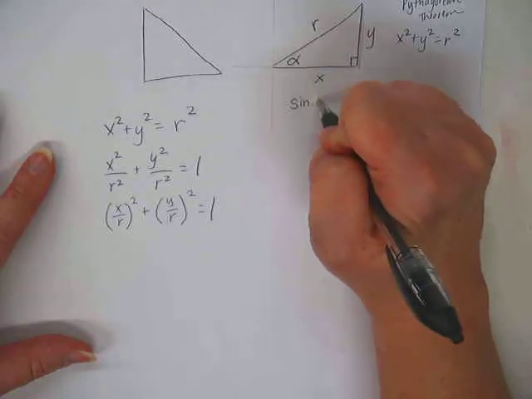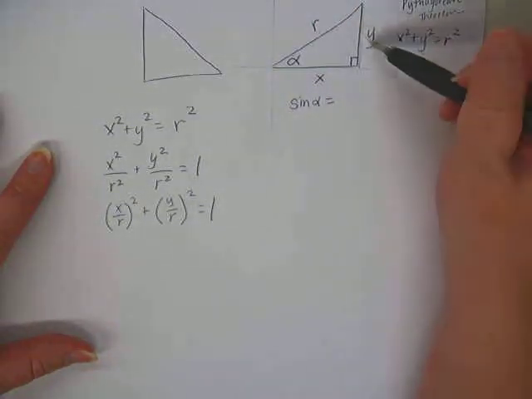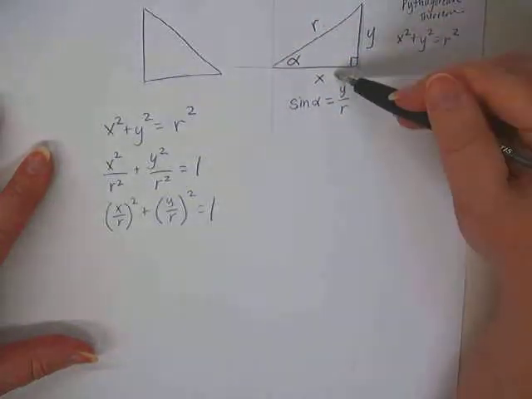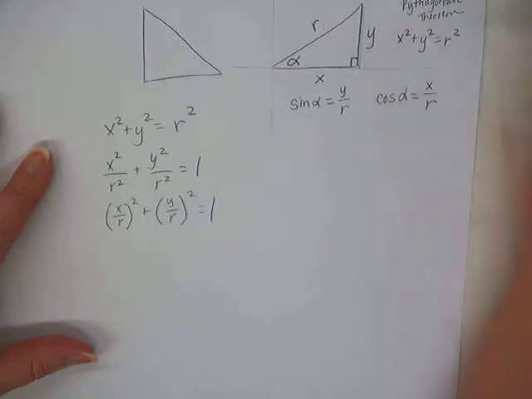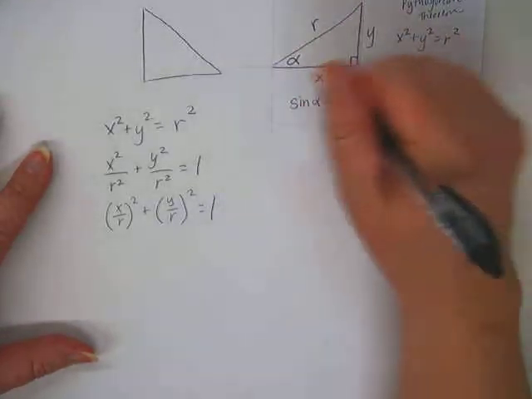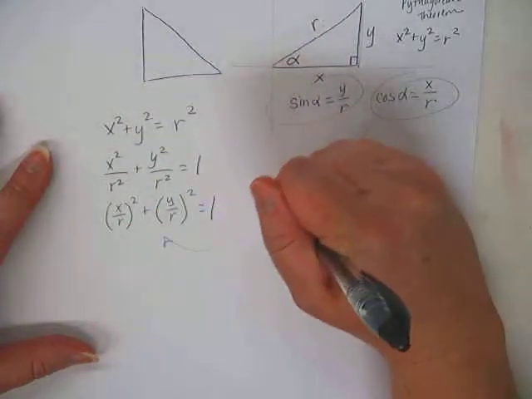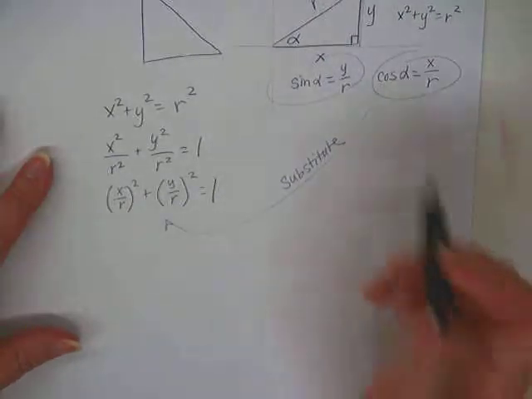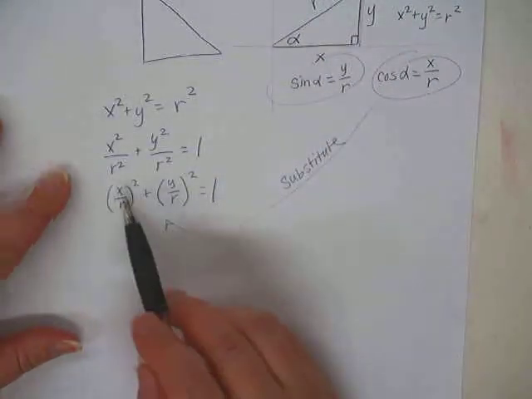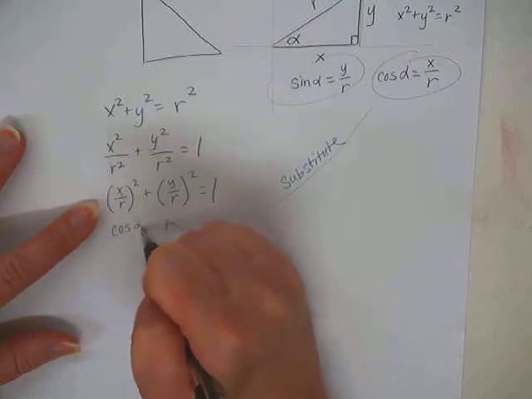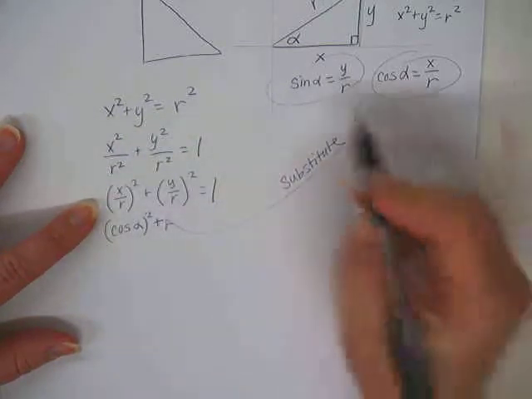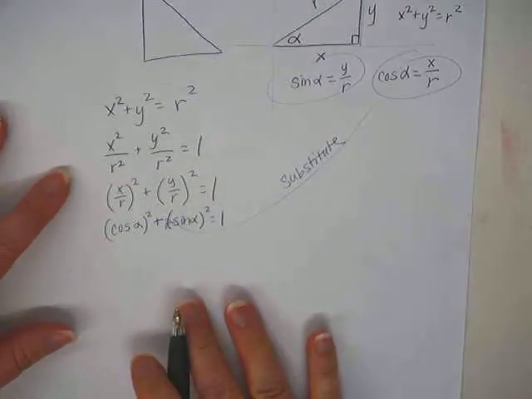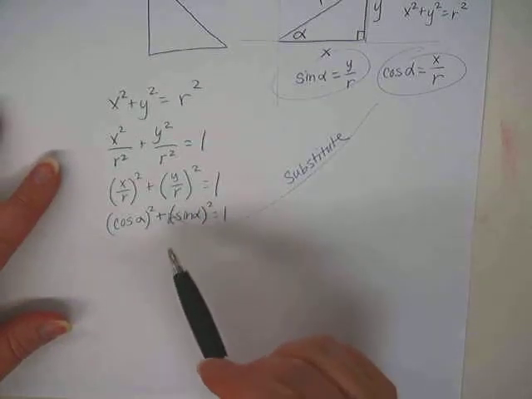Now from our picture that we were just looking at here, remember how sine of alpha is opposite over hypotenuse, or y over r, and cosine of alpha is adjacent over hypotenuse, so x over r. So can't we just take these and substitute them in here? Okay, so substituting those in, we end up with x over r is cosine squared, and y over r is sine squared.